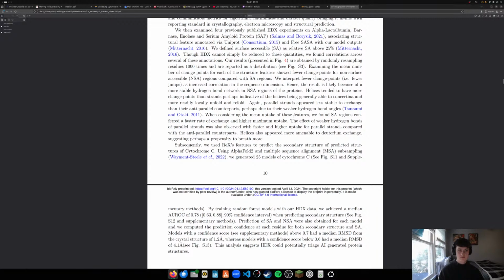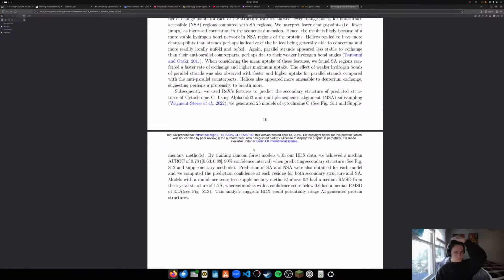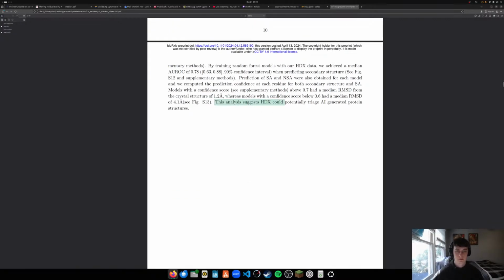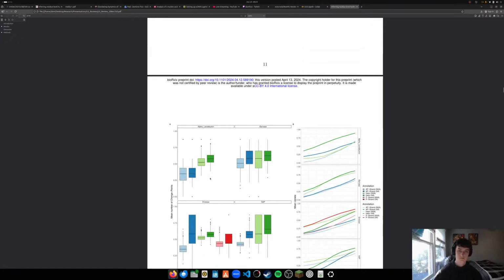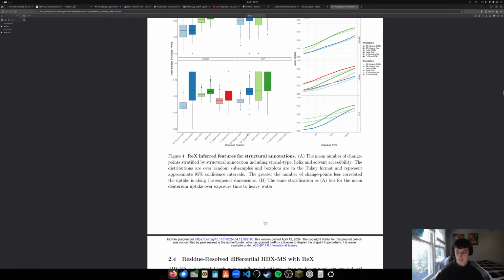When considering mean uptake of these features, we find SA regions, we achieve the median area under the curve. We're predicting secondary structure prediction. Okay. Ooh. That'd be a cool thing to do if my models predict secondary structure.